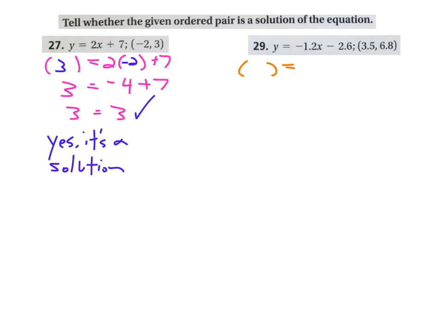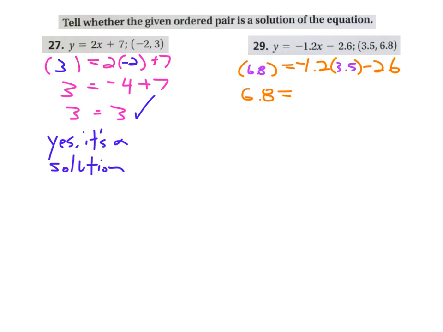Where there's y, we're going to put parentheses, equals negative 1.2. Where there's x, we put parentheses, minus 2.6. Okay? And what are we going to sub in there? Well, for x, we've got 3.5. For y, we've got 6.8. And just because they're decimal numbers doesn't mean that there's anything particularly more difficult about it, just a little more complex in terms of doing your calculations.